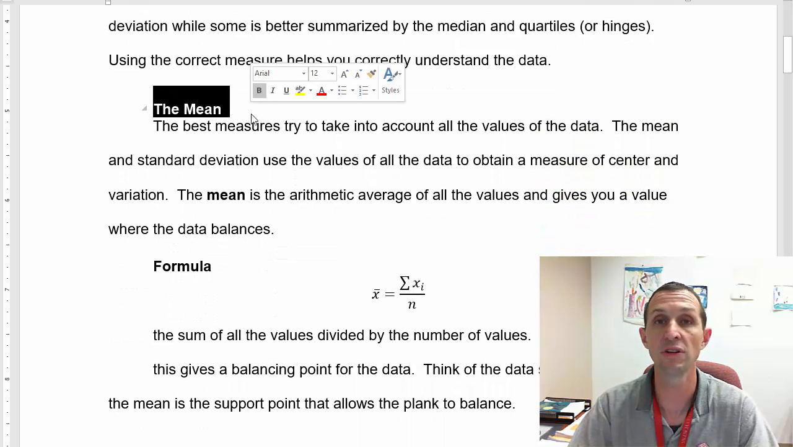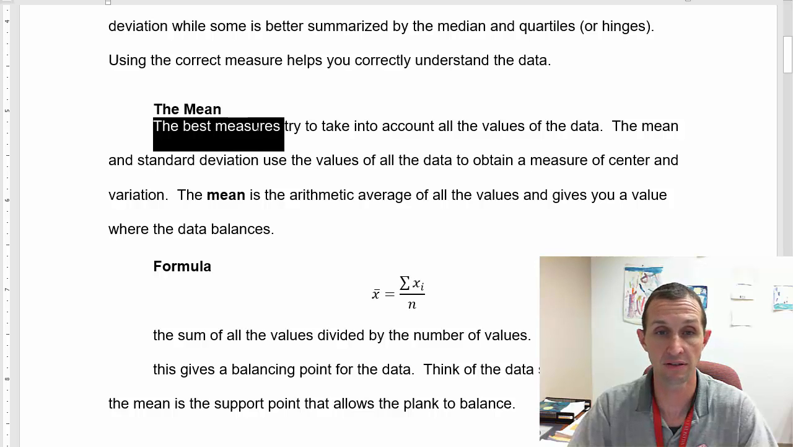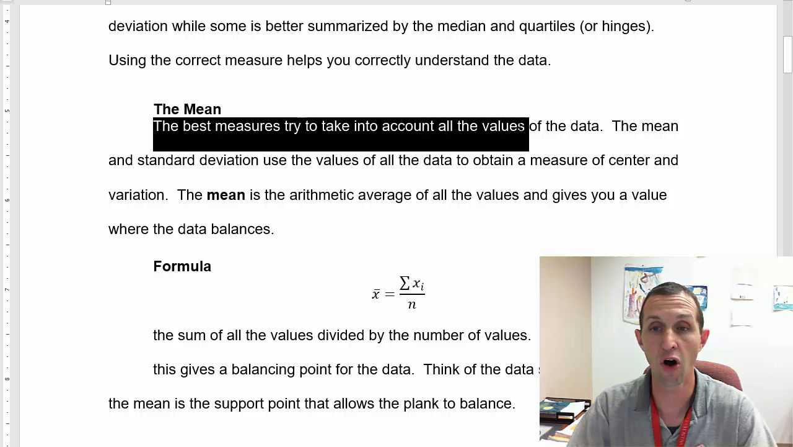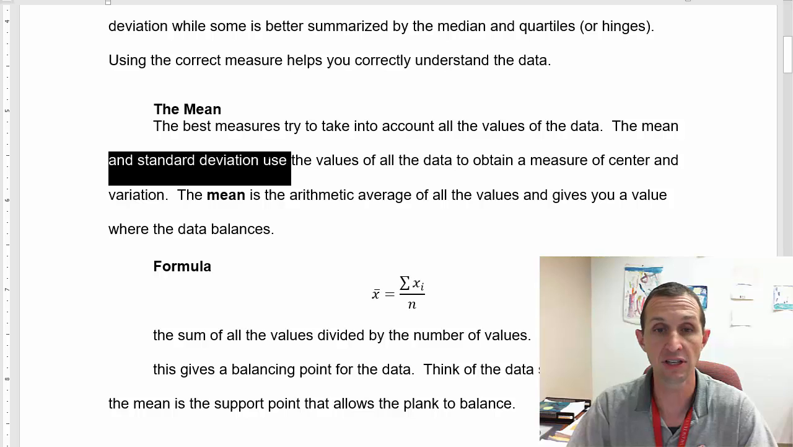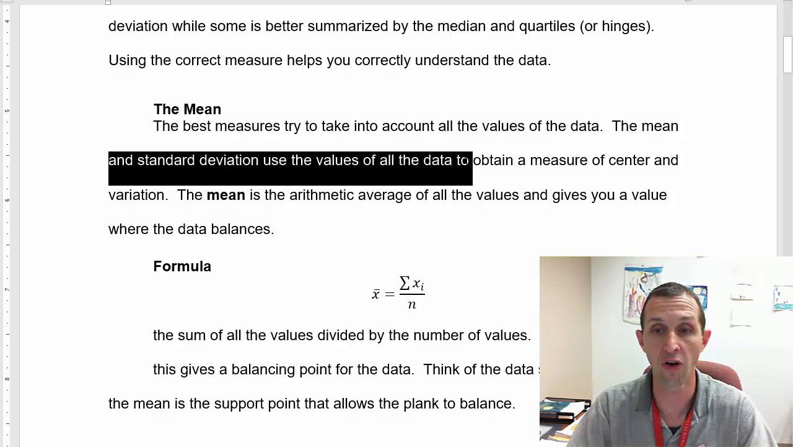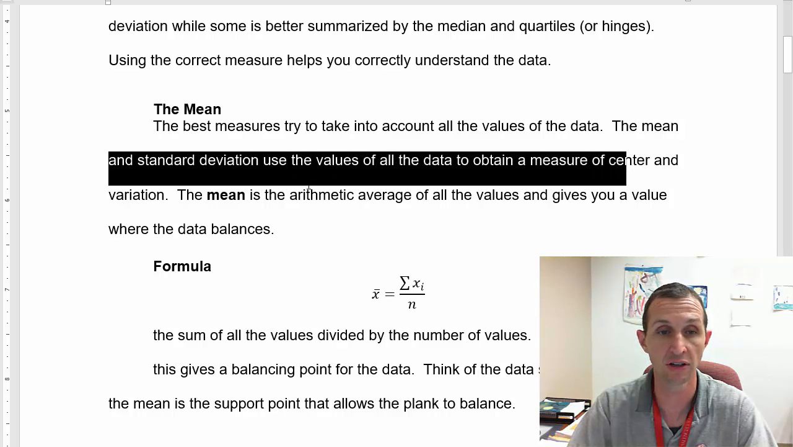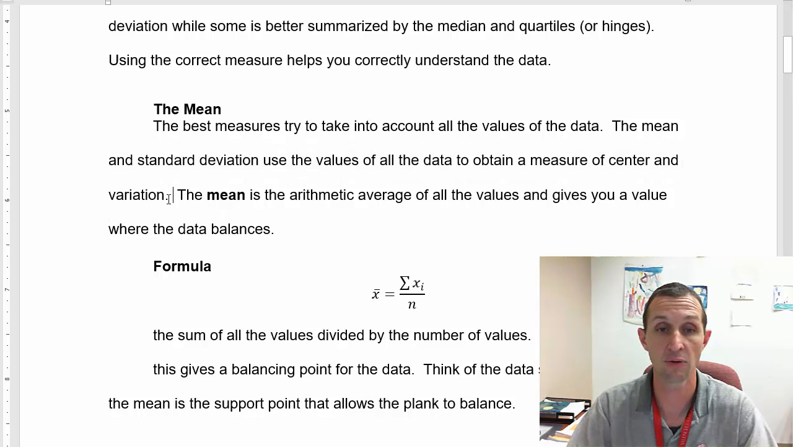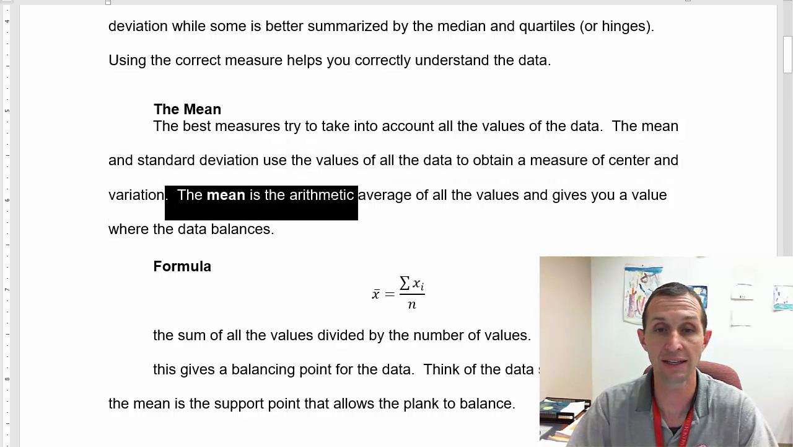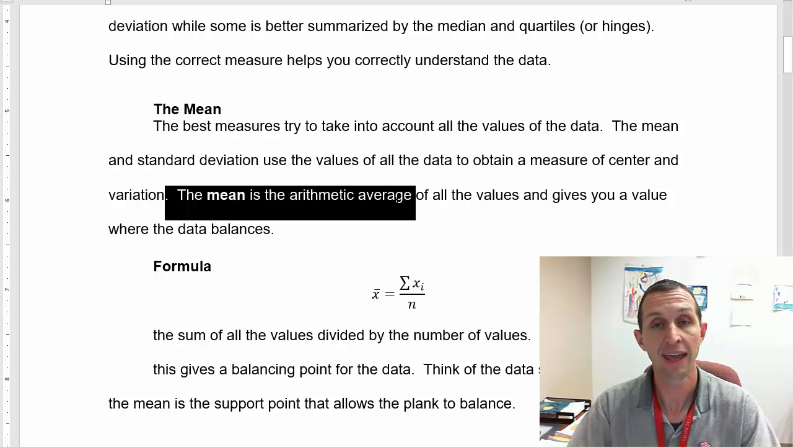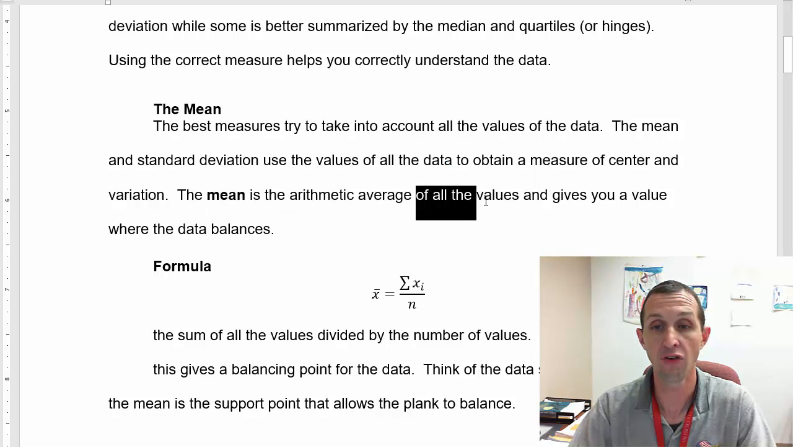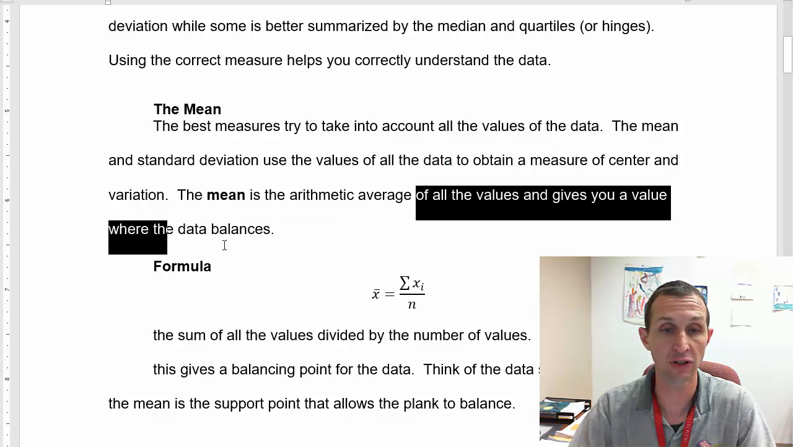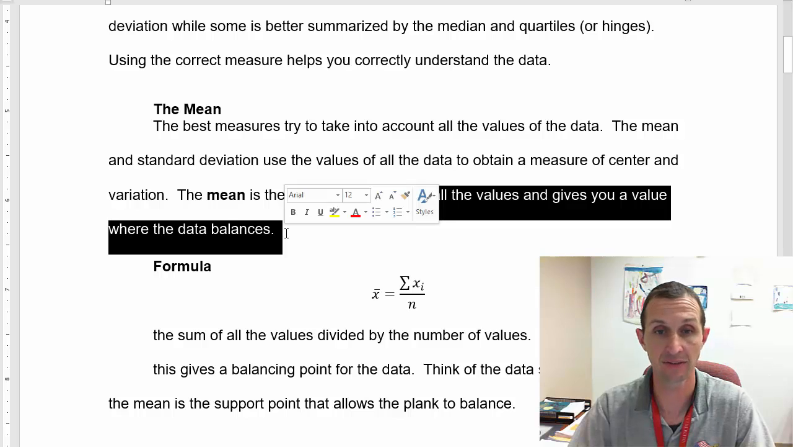And so here, what is the mean? The best measures try to take into account all of the values of the data. And so the mean and standard deviation use the values of all the data to obtain a measure of center and variation. Okay, that would be the standard deviation. So the mean is the arithmetic average, hence the shortened average, which means mean, all right, of all the values, and gives you a value where the data balances.